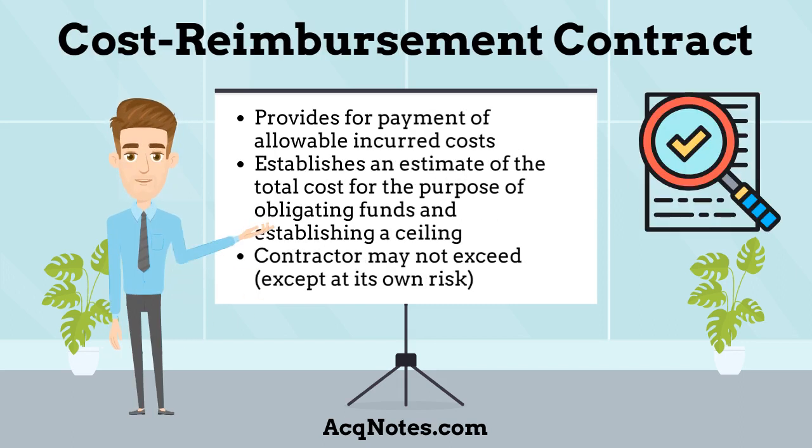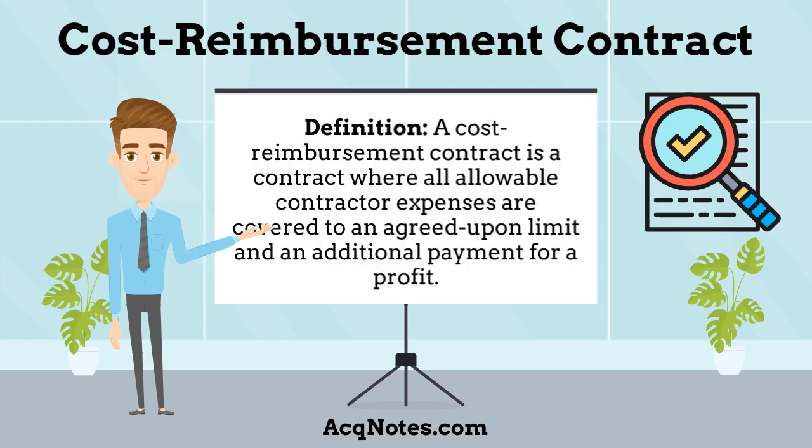The next contract type is cost reimbursement. A cost reimbursement contract provides for payment of allowable incurred costs, to the extent prescribed in the contract. These contracts establish an estimate of the total cost for the purpose of obligating funds and establishing a ceiling that the contractor may not exceed, except at its own risk, without the approval of the contracting officer. The definition of a cost reimbursement contract is a contract where all allowable contractor expenses are covered to an agreed-upon limit and an additional payment for a profit.